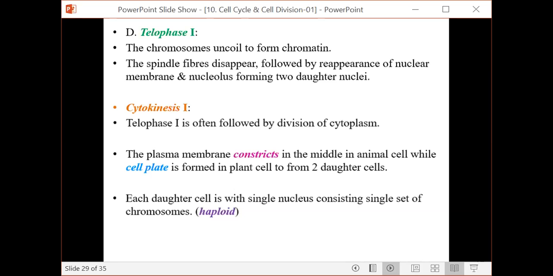Now in plants there will be cell plate formation, whereas in animals it will be cleavage formation, from the periphery towards the center. In plants it is from the center to the periphery. Now after the end of meiosis one, the cell will have half the chromosomes. They have half the chromosomes because here the sister chromatids are not separated. The whole chromosome went away. They have a double copy, but the chromosome has been separated. So this phase of meiosis one is considered the reduction part.